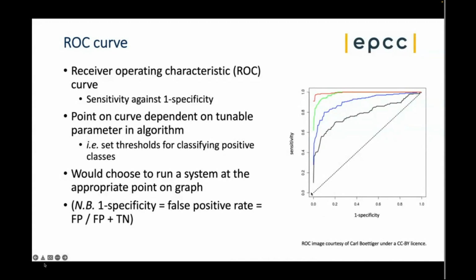If you have a curve that is close to the top left-hand corner here, it's good, because that means it's good in terms of sensitivity and good in terms of specificity. So ideally, you want your model to produce a line that is towards the top left-hand corner of this graph, if possible.